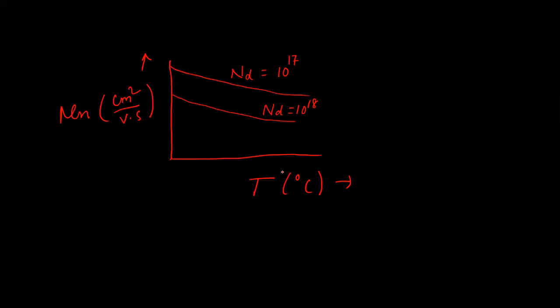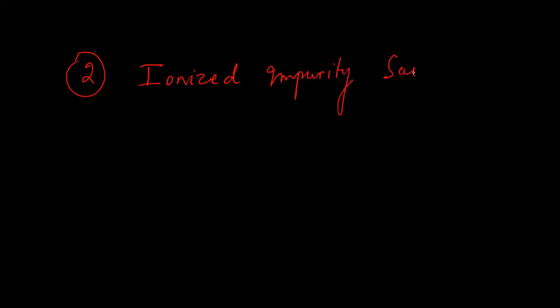Then come to the other type of scattering, the second one we mentioned, that is ionized impurity scattering. What happens in this ionized impurity scattering, and how will the mobility be affected because of these ionized impurities?